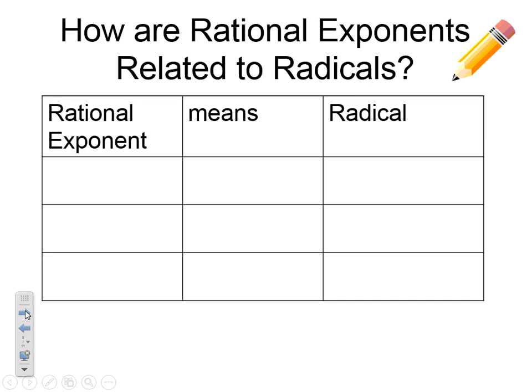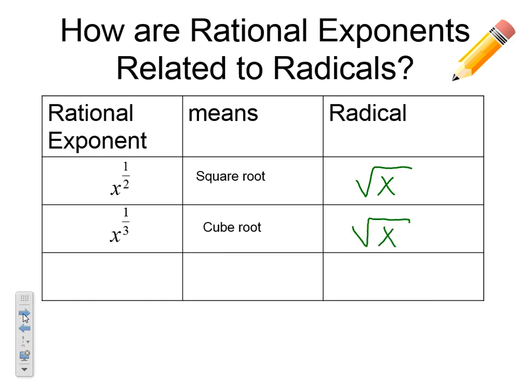How are rational exponents related to radicals? So a rational exponent would be like x to the 1/2, which means the same as taking the square root of a number. So if we write this as a radical, it will be written as the square root of x. Now we can say the same thing about the rational exponent x to the 1/3, which means we're going to be taking the cube root of that number. And to write cube root, we're going to have the same square root, but we're going to put a 3 right here. So the third root instead of the square root.